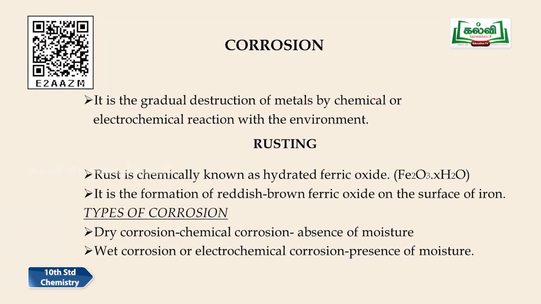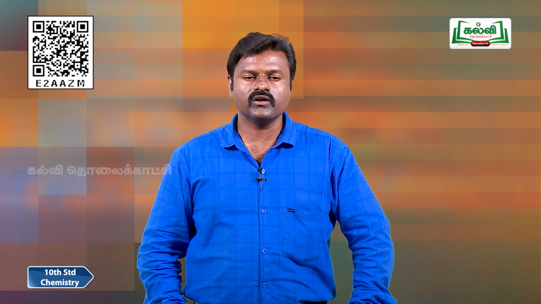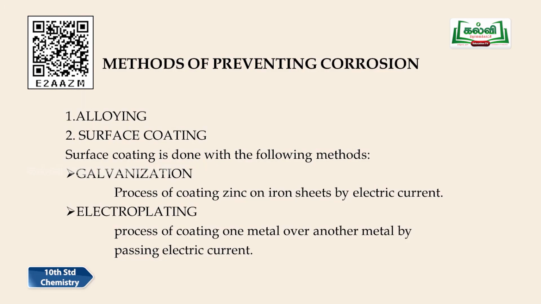The next one is what? Wet corrosion, or it is known as electrochemical corrosion. See, as the name suggests, it happens in the presence of moisture. Here the electrochemical reaction of water or the aqueous solution of acids, bases or salt is the reason for the wet corrosion.